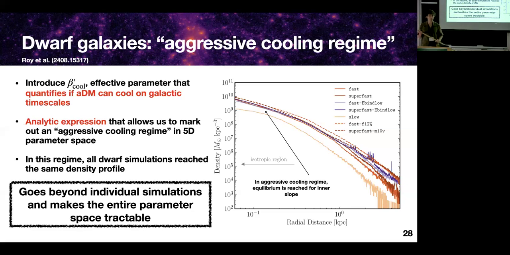And so what they found in this regime is they look at a variety of simulations in this aggressive cooling regime, and you can see that they all pretty much asymptote to this inner slope. So in this regime, there's this equilibrium state where all the dwarf galaxies have the same sort of density profile in these inner regions. And so, as I said, it's going beyond the individual simulations and making the entire parameter space tractable and breaking down the 5D parameter space into regions where we can work out what is aggressively cooling and see there are these equilibrium conditions reached that we can generalize to large swaths of our parameter space.